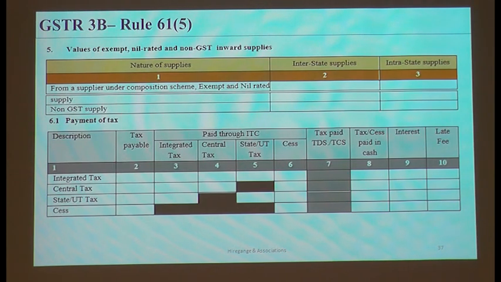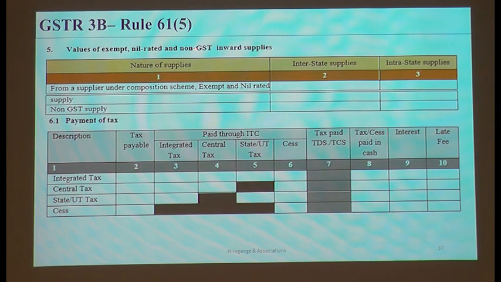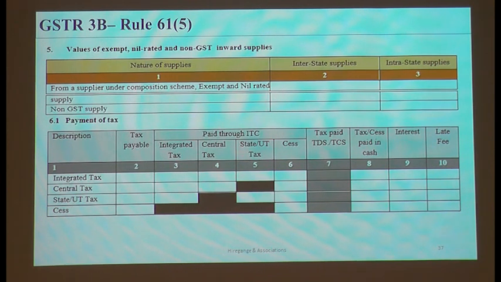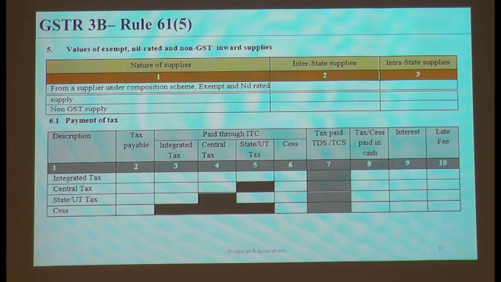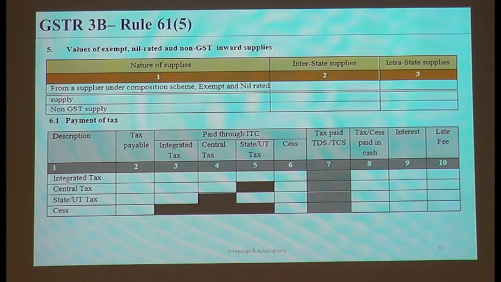And then if you see table 5, I need to give the total value of exempt, nil rated and non-GST inward supplies. So I need to give separately how much is the value of supplies I have received from a person who is supplying me exempted goods, nil rated or non-GST inward. Not only the outward supplies, even in case of inward supplies, if it is exempted, I need to show separately, and if it is a non-GST inward supply, I need to show it separately. And even here, if you see, I need to further bifurcate it towards interstate and intrastate.